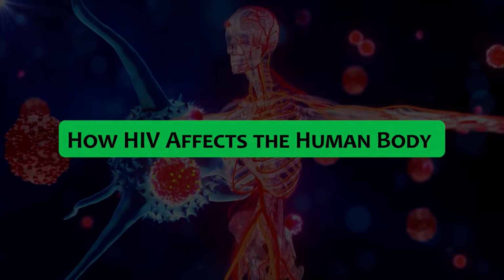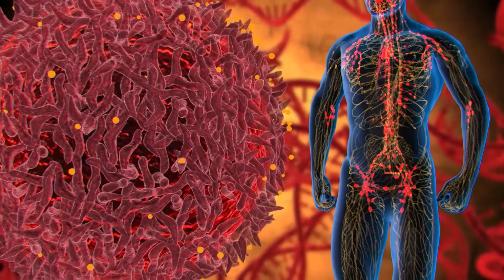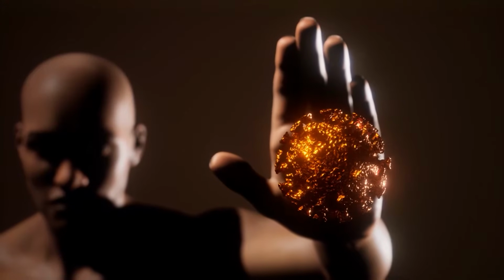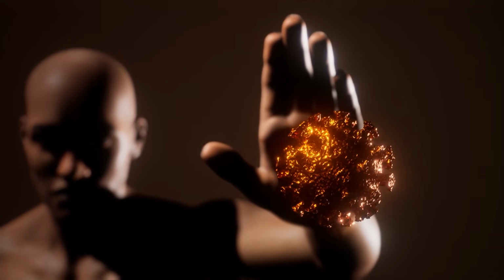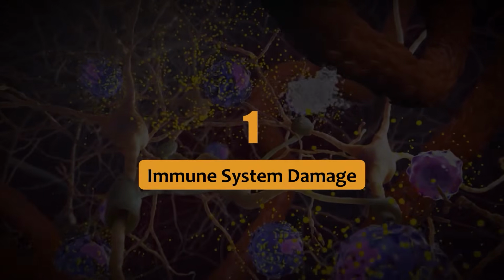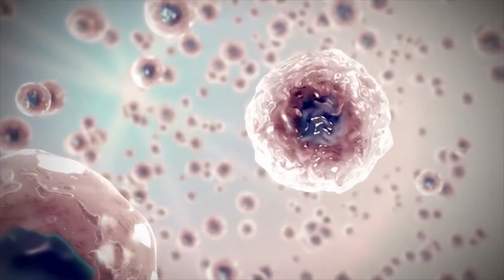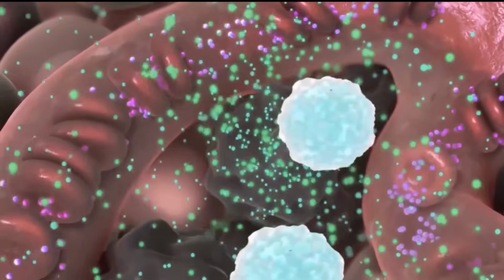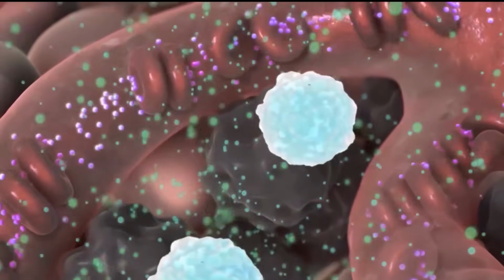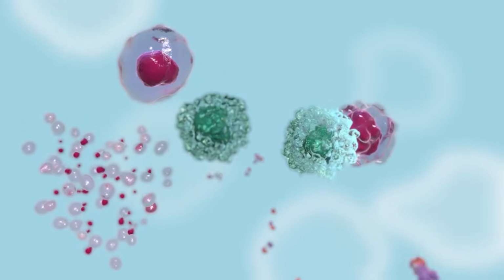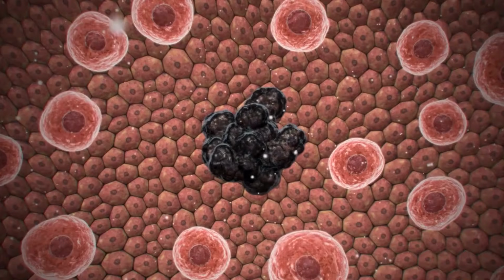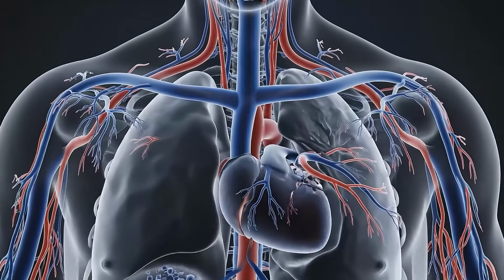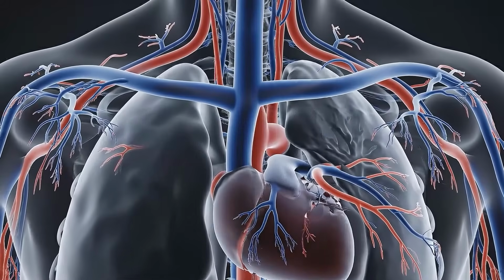How HIV affects the human body. HIV affects nearly every system in the body because the immune system controls protection against infections. 1. Immune system damage. The primary target of HIV is the CD4 cells. These cells help coordinate immune responses. Over time, CD4 cells decrease. The body cannot fight infections. Even minor illnesses become dangerous. This leads to immune deficiency.